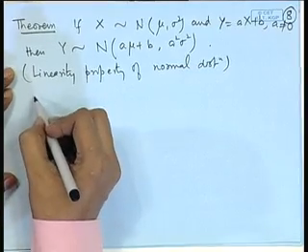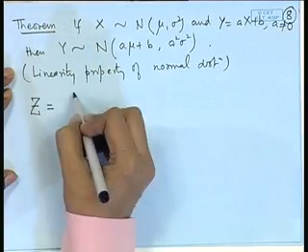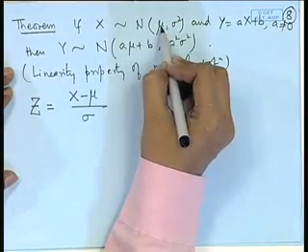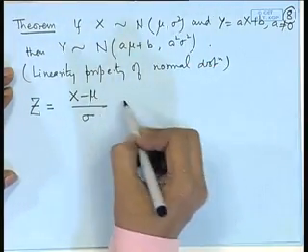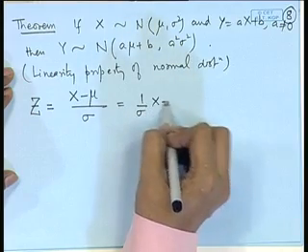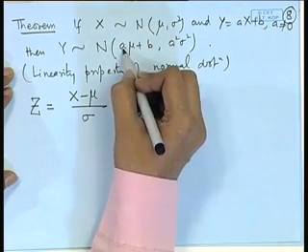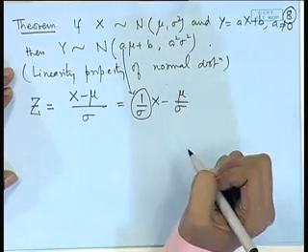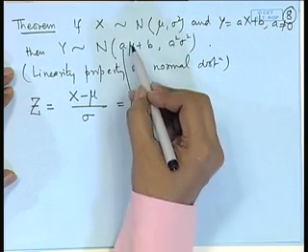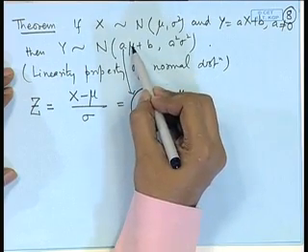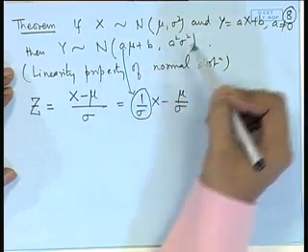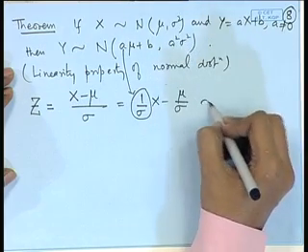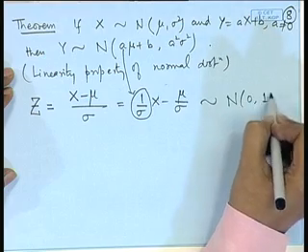Using this, let us consider a random variable z defined as (x minus mu) by sigma. So, if x follows normal(mu, sigma square) and we make a linear transformation of this type, so it is (1 by sigma) x minus mu by sigma. That means, if we compare here, then a is 1 by sigma and b is minus mu by sigma. So, if we substitute here, we will get mu by sigma minus mu by sigma, that is 0, and this will become 1 by sigma square into sigma square, that is 1. So, this will follow normal(0, 1).